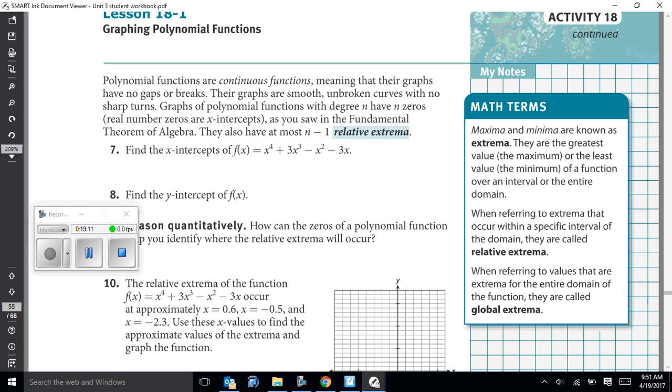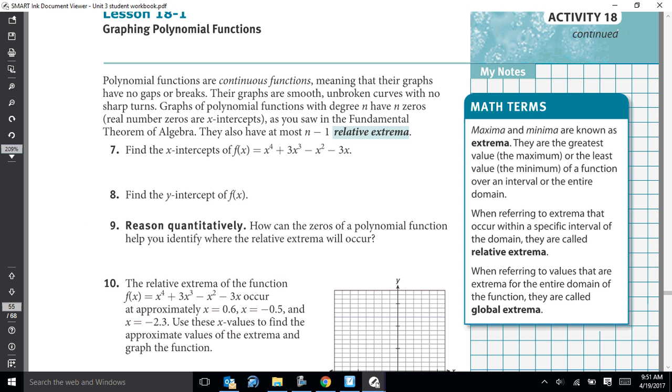All right, so polynomial functions are continuous functions, meaning that their graphs have no gaps or breaks. These graphs are smooth, unbroken curves with no sharp turns. Graphs of polynomial functions have degree n with n zeros.